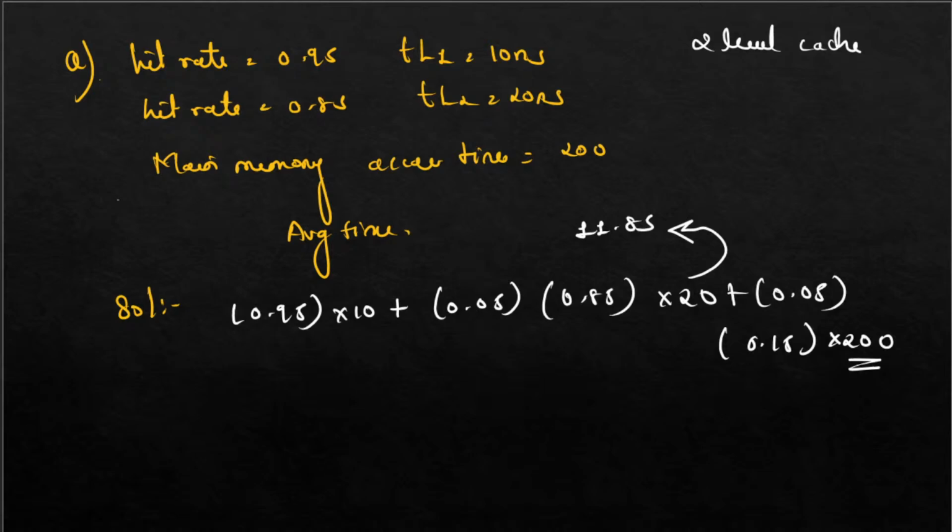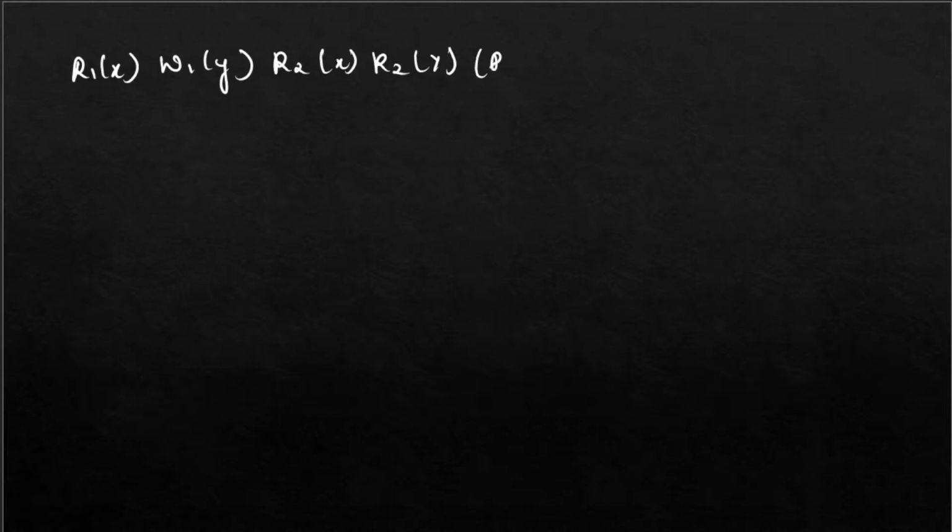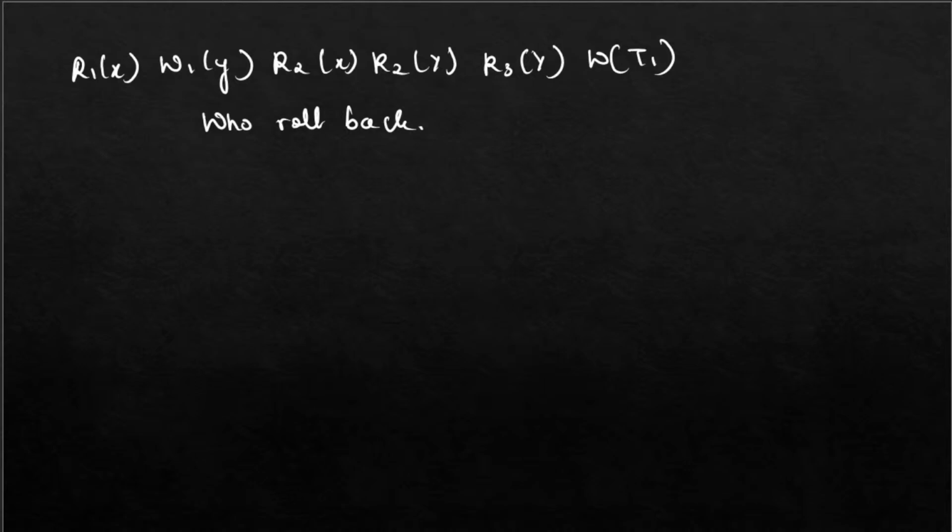So one more question was there, which was of DBMS. R1X, W1Y and R2X, R2Y, W3, R3Y, WT1, like this, and who will roll back? So this was the question. Which will be rolled back? So such a question was there.